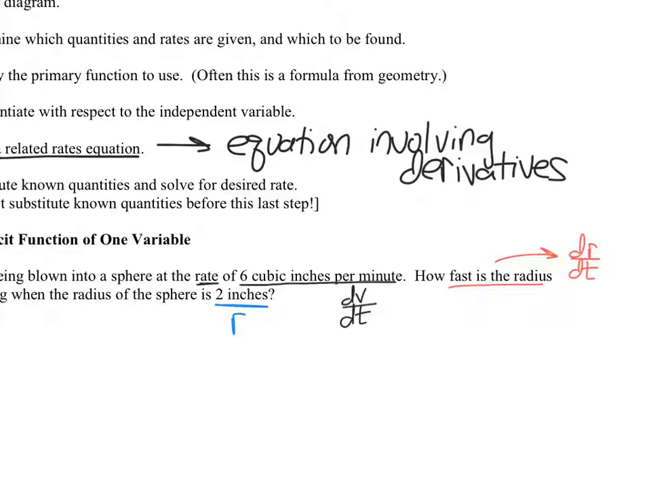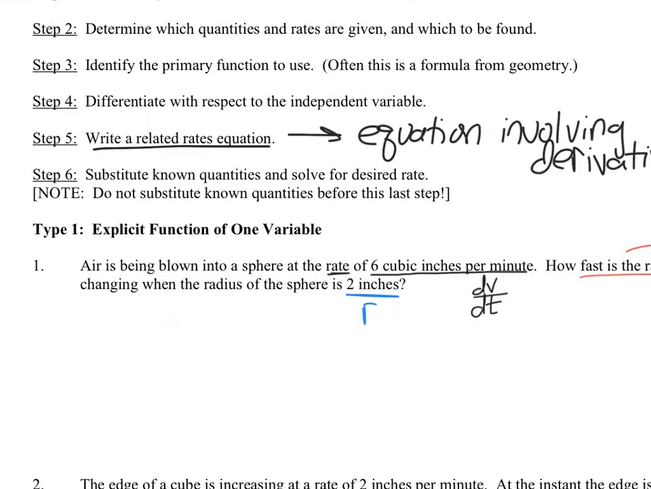All right. So a relationship. Well, we'll start with a relationship between volume and radius. For a sphere, volume is equal to what? 4/3 pi r cubed. 4/3 pi times the radius cubed. All right. Now we're going to take the derivative of this with respect to time.